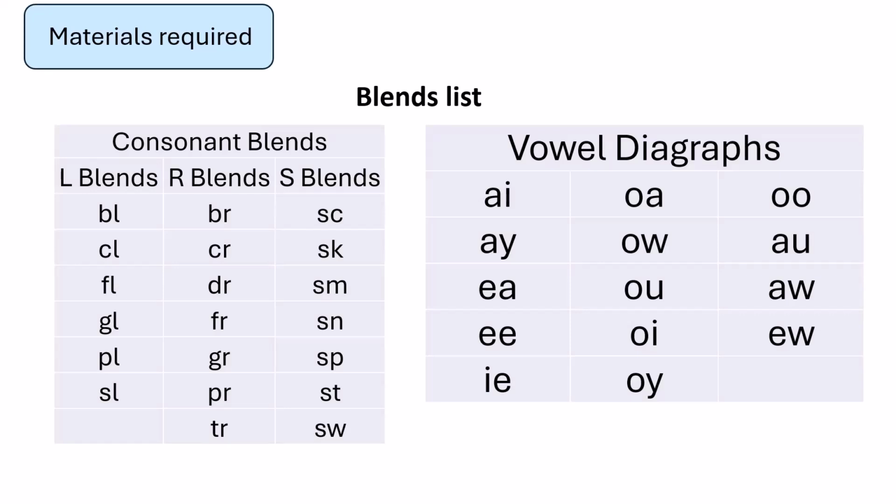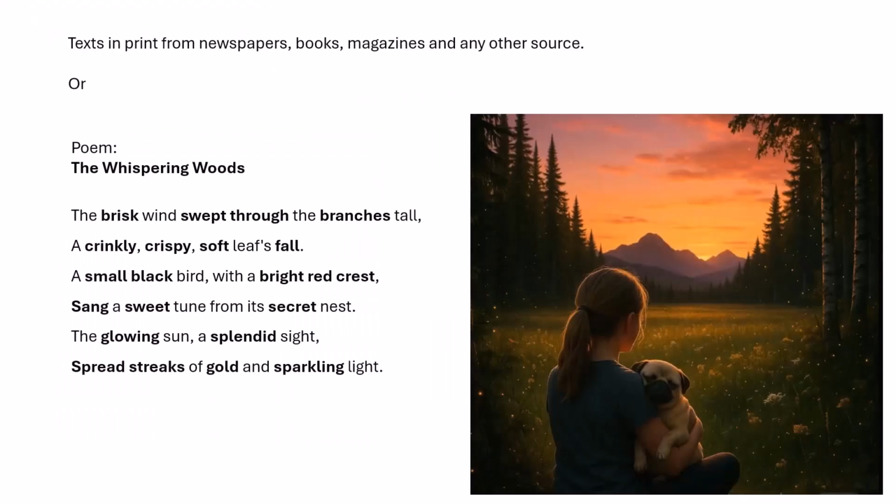The materials required for this activity are blend lists. These are lists of words that have consonant blends like R blend, L blend, or S blend, and vowel diagrams too. This is a sample of a poem that you could distribute to the students.